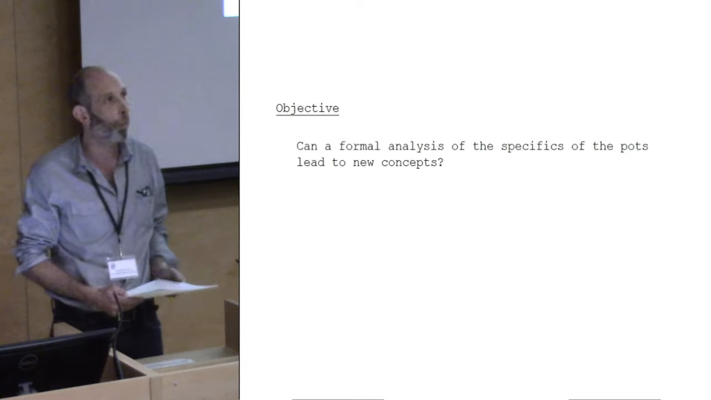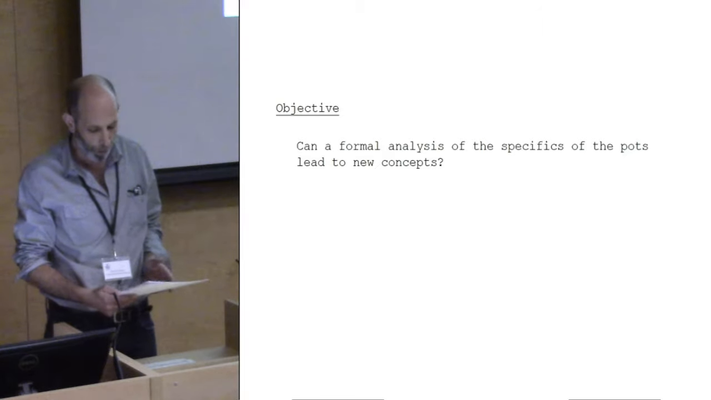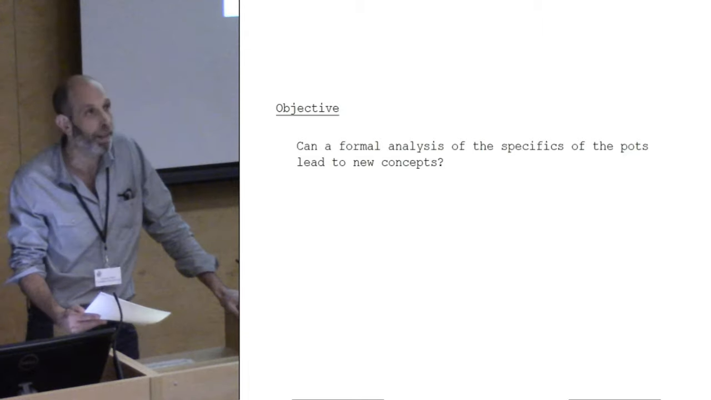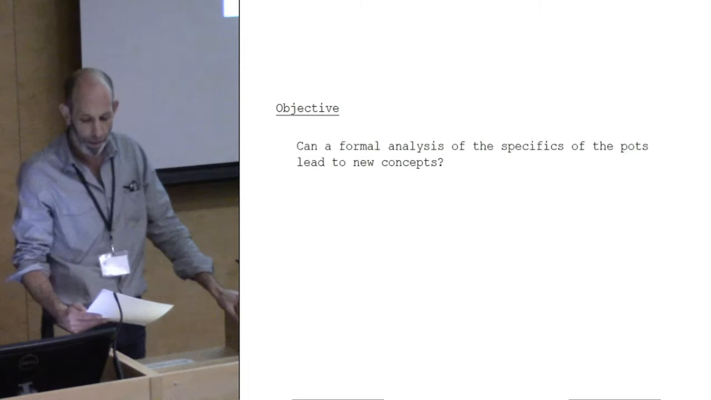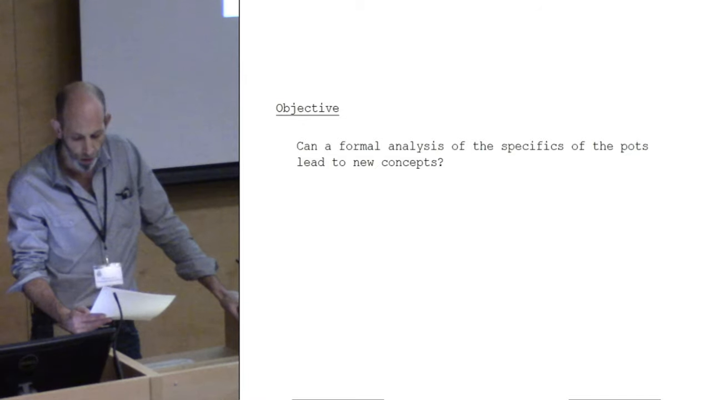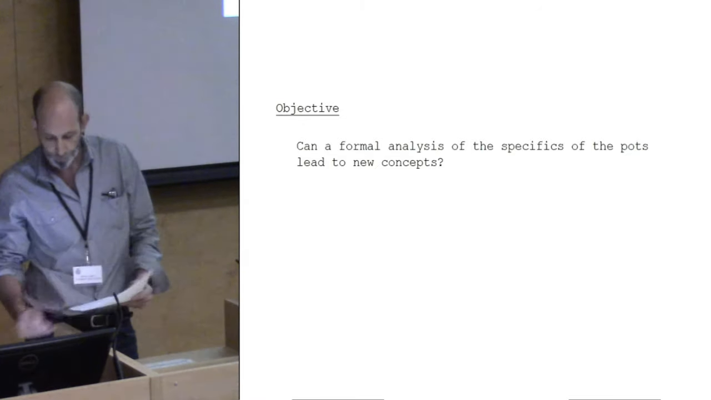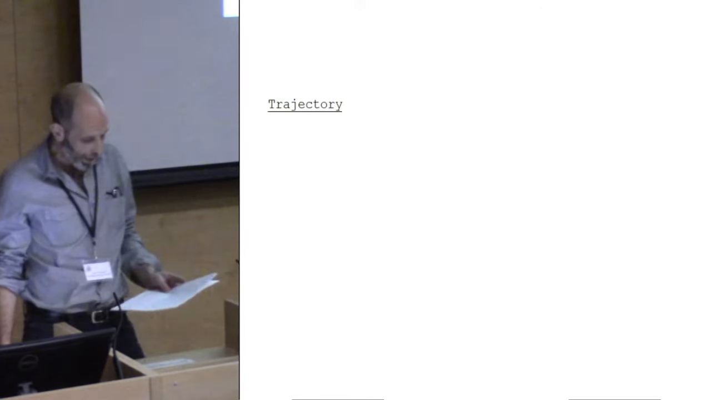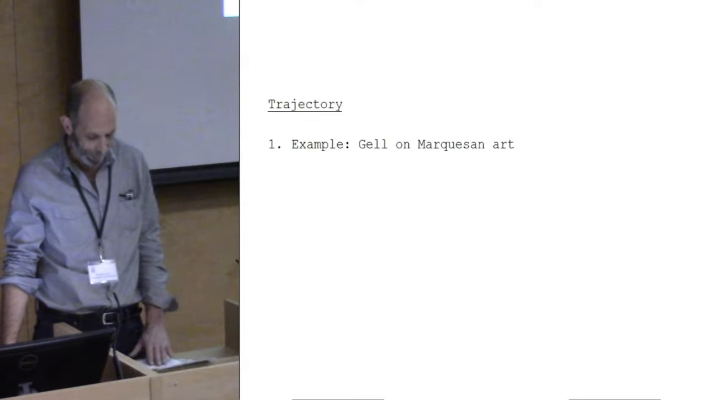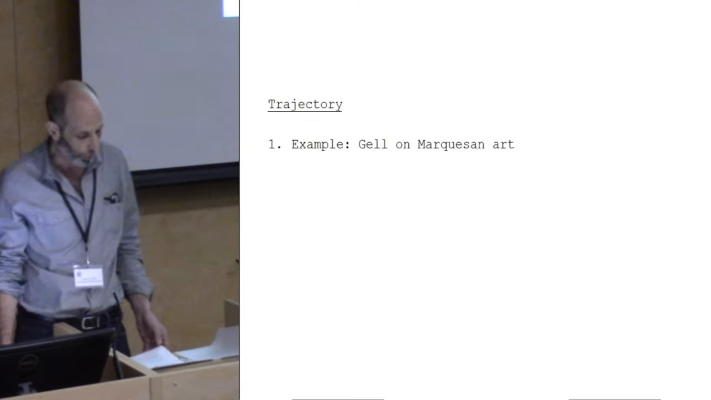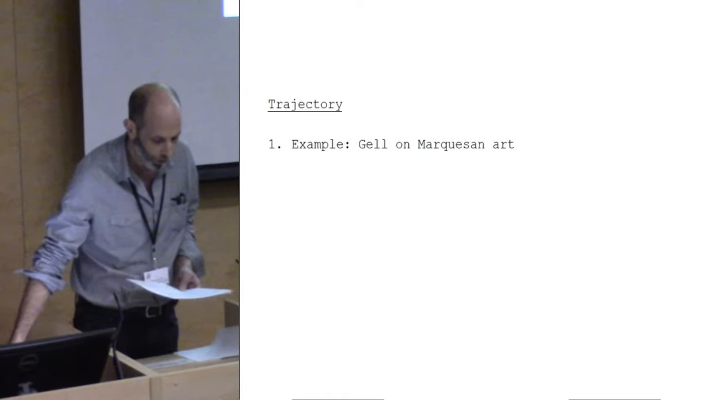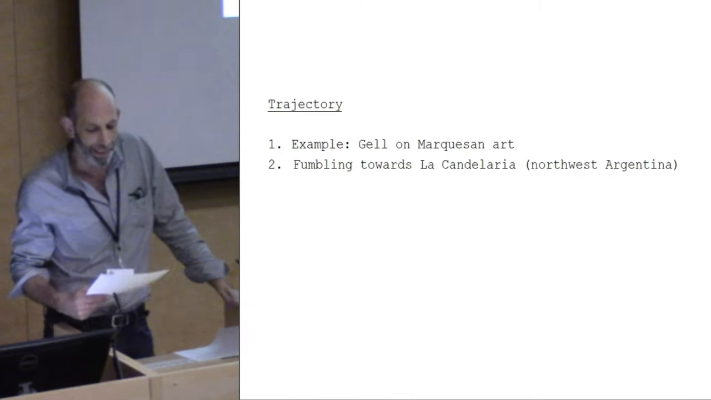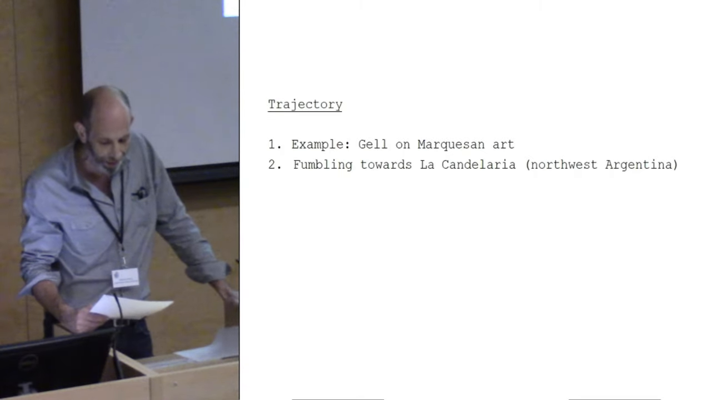That is, can a formal analysis of the specifics of the pots lead to new concepts? And in this way, can it answer some of the questions that Andy introduced us to in his introduction about images? So, I'm going to take Gell's work on Marquesan art as both a lesson in formal analysis and as a counterpoint to an ontological approach. I then fumble towards a formal analysis of anthropomorphic La Candelaria ceramics from Northwest Argentina.